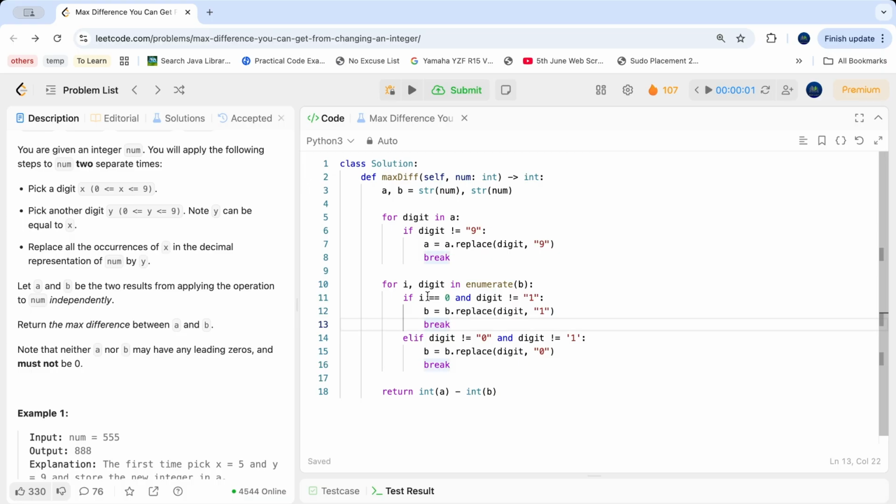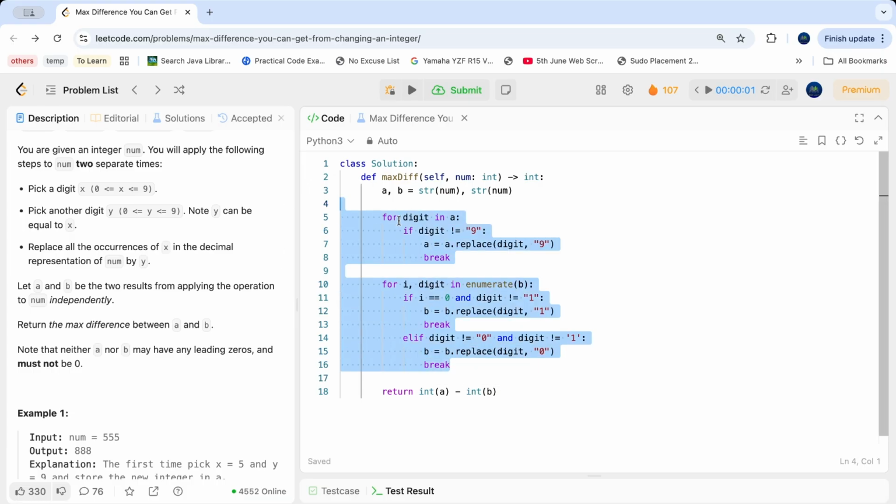That's all. But if our first digit is 1, in that case we will have one more condition, elif digit is not equal to 0 and digit is not equal to 1. That is, if we are trying to replace the second, the third or the fourth or any other digit which is not the first digit, then that digit should not be 0, should not be 1. And if it is not 0, not 1, we will say b is equal to b dot replace my current digit with 0 and break.